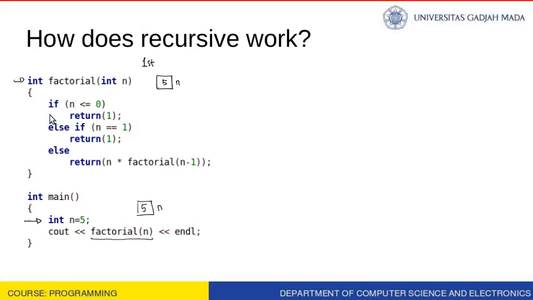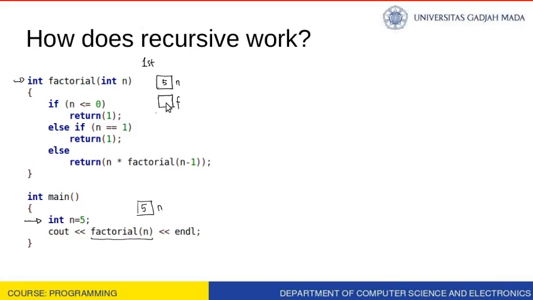And then what will happen? If n is less than or equal to 0, then return 1. This is false because this is 5. And then else if n equal to 1, then return 1. This is also false. So we will go to this else. This else means that we will return a value to this factorial function, n multiplied by factorial n minus 1. So I have a memory for the return value. The name is factorial, but I will make it short, so it will be f like this.